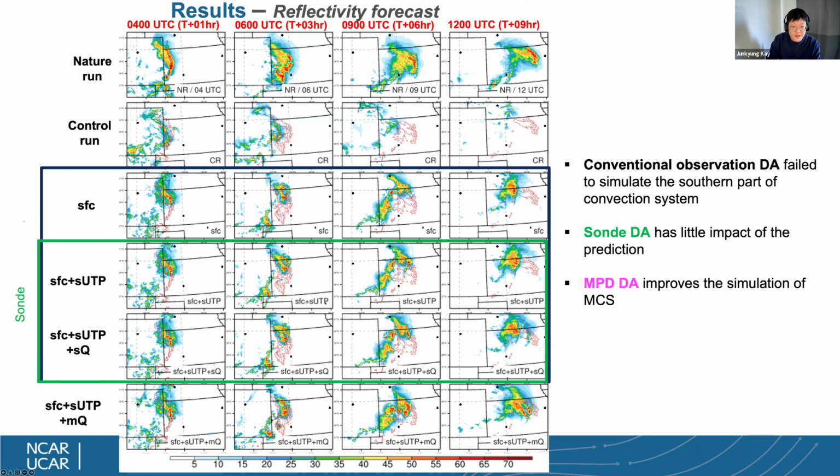And when assimilating the MPD data, it improved the simulation, especially at the southern part of the convective system, and it also increased the intensity of the convection and the structure well.